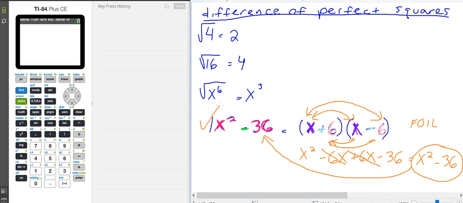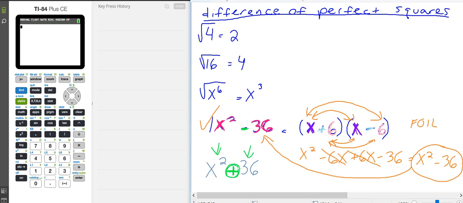A trick question you might see is when they give you x squared plus 36. And you cannot use the method of the difference of perfect squares for this because you don't have a difference. You have a sum. Even though x squared and 36 are both perfect squares, you can't use the method of difference of two perfect squares because this is not a difference, this is a sum.